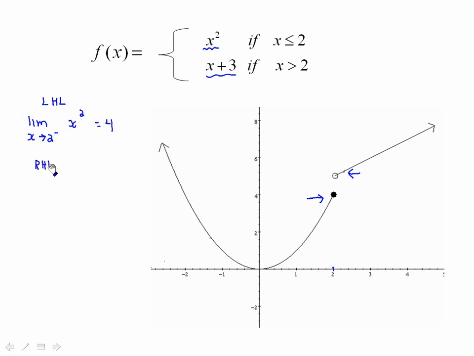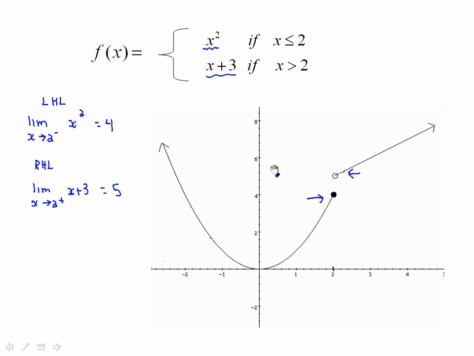The right-hand limit would be the limit as x approaches 2 from the right side. And this time the function in play is x plus 3. And we start off with substitution, plug in 2 plus 3, and we get 5. Which also matches the graph. So that's all that we have to do so far.